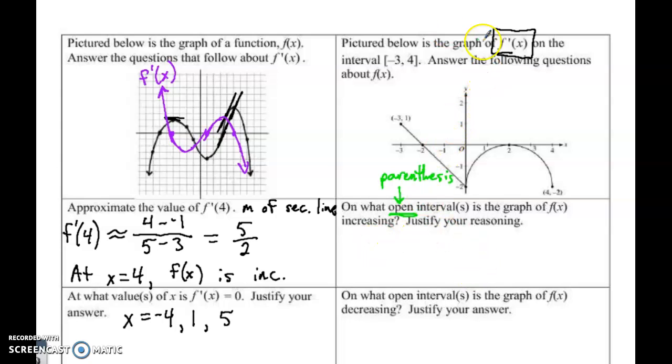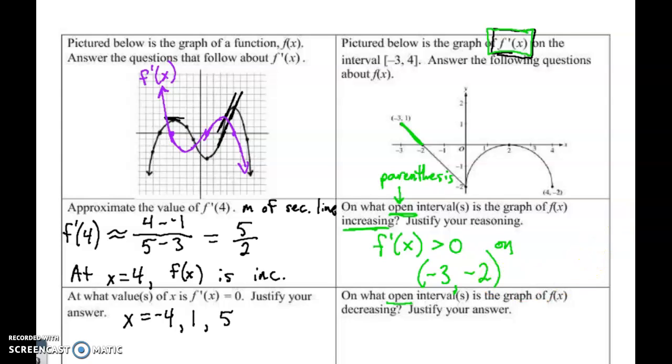So since we're given the graph of the derivative and they're asking where f of x is increasing, we're only asking where f prime of x is greater than 0. So since this is the graph of the derivative, we want to see where this graph is above the x-axis, and that only happens right here. So on the open interval from -3 to -2. Again, they're only asking for the open interval here.